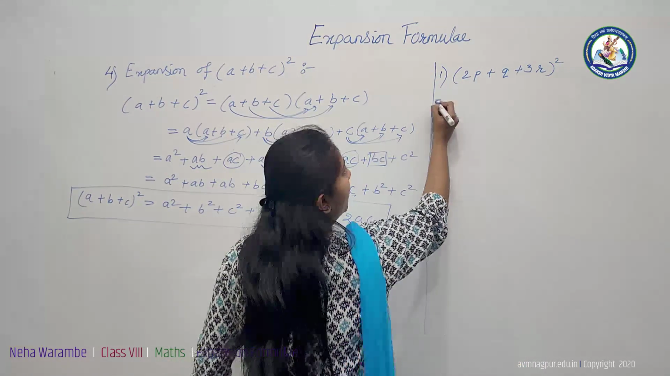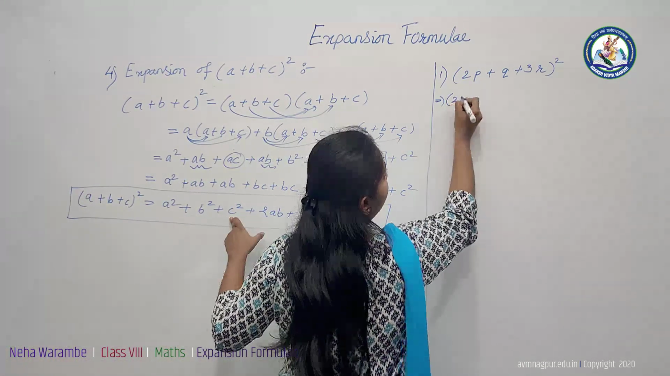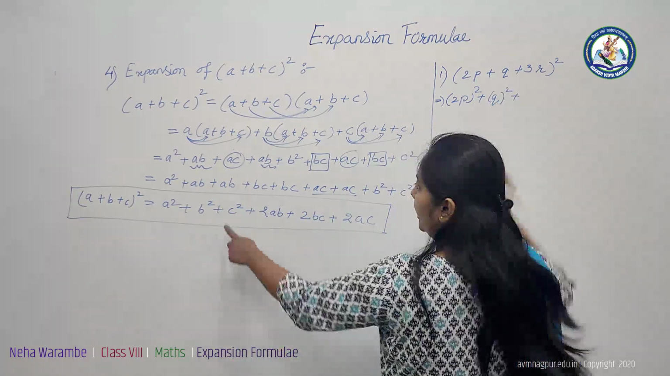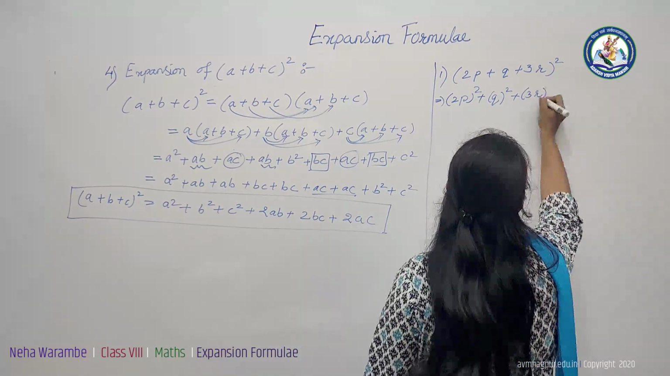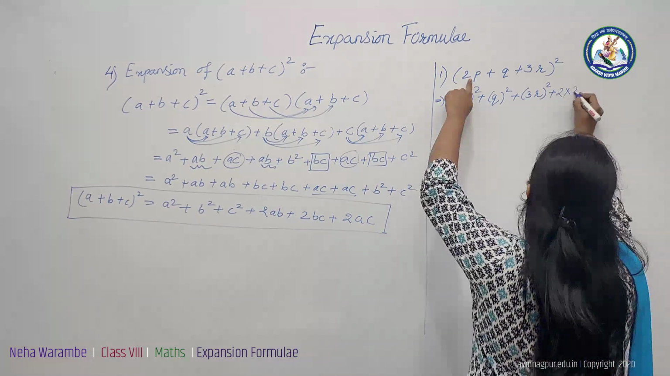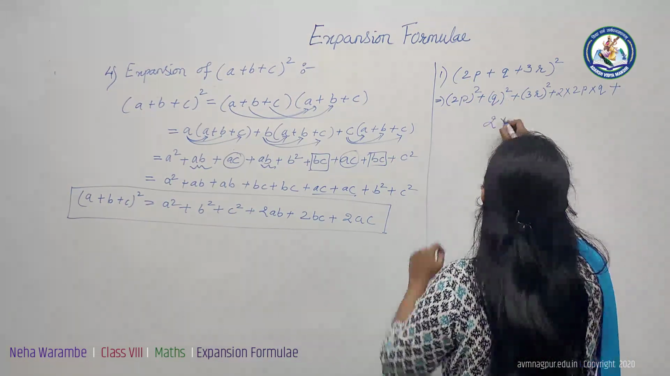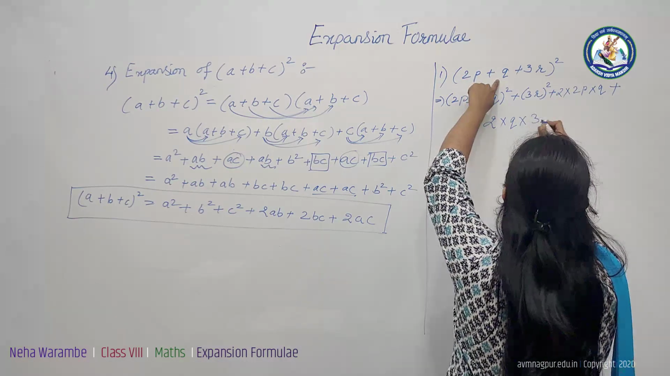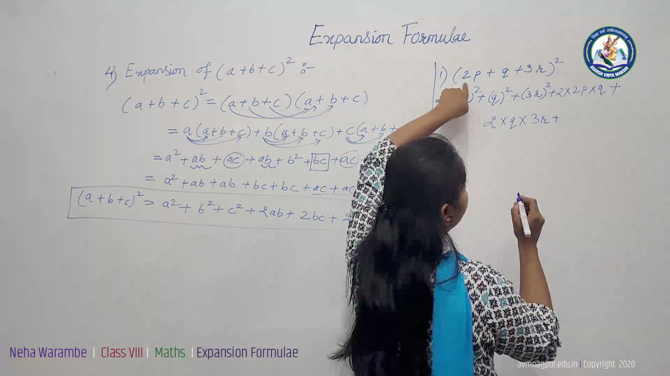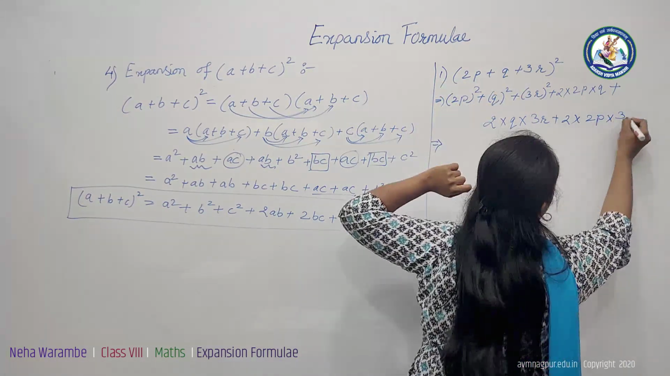Now let's see some examples based on this. That is, 2p plus q plus 3r whole square is equal to, now use this formula, a square plus b square plus c square, means first term square, that is 2p square, plus second term q square, plus third term, that is 3r square, plus 2 into first term into second term, that is 2 into 2p into q, plus 2 into second term into third term, that is q into 3r, plus 2 into first term into third term, that is 2p into 3r.